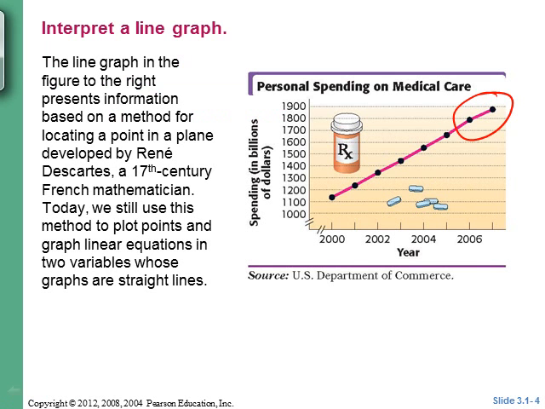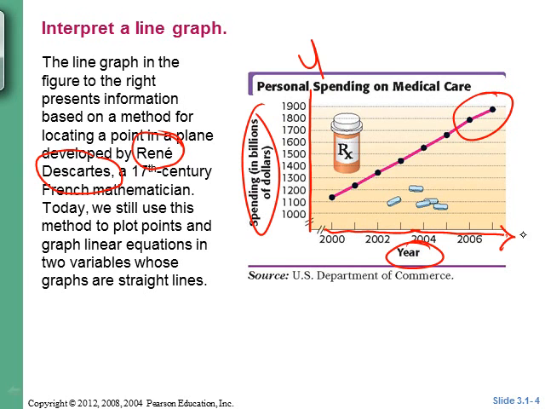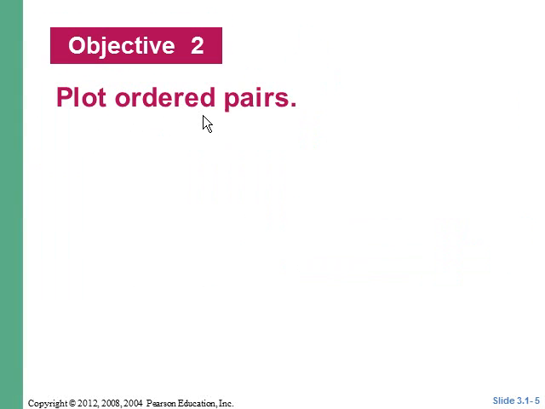Locating a point on the line like this was developed by René Descartes, and that's why we call them Cartesian coordinates. These along this side, in this case spending, we call the y-axis. These along this side, in this case years, we call the x-axis. Then when you graph it, you get a straight line.